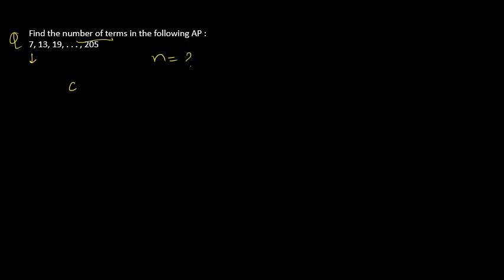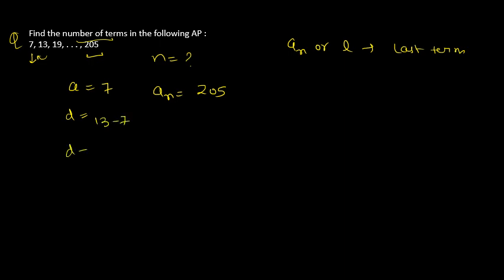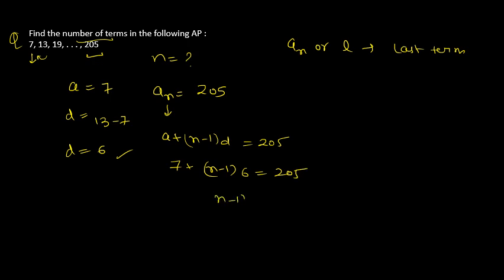What is given to you here? A is 7. Now this is the final term, the last term. Last term can also be represented as an. Okay, an or L will be your last term. Now what is your D? Common difference. Second minus first term, that means 13 minus 7, that is 6. Now put down the formula, a plus n minus 1 into d, which is 205. A is what? 7, n we don't know. D is what? 6. Now again use the method of BODMAS.